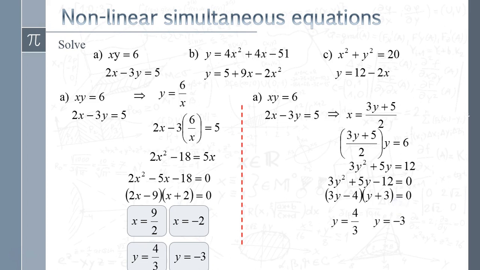There's our two y values, same as we had before. And there's the equivalent x values to go with them. So it doesn't matter which way around you do it. It will work either way. It just depends on which way you prefer to do it.